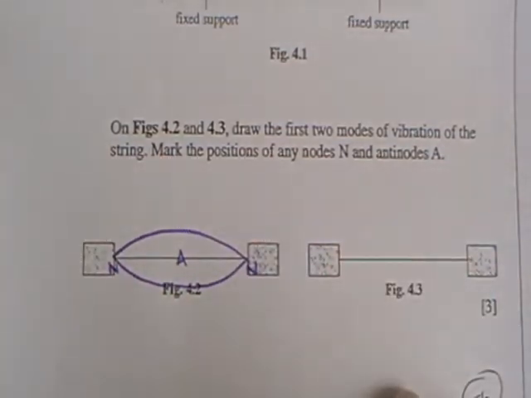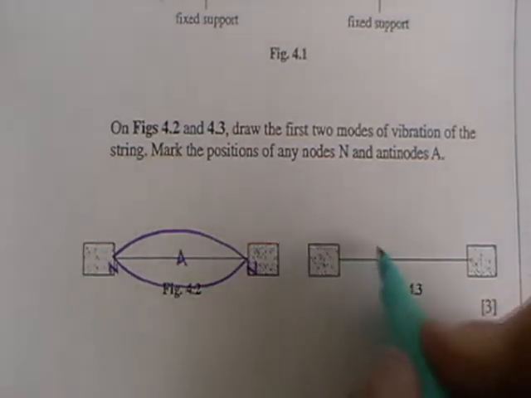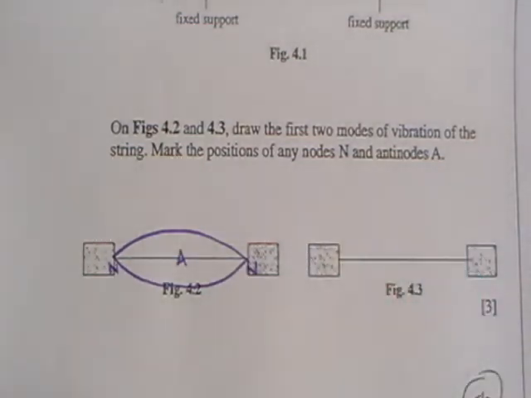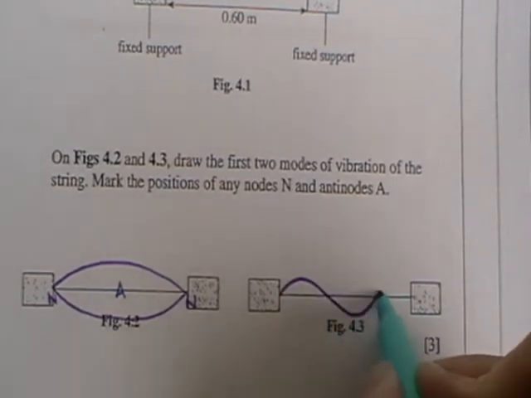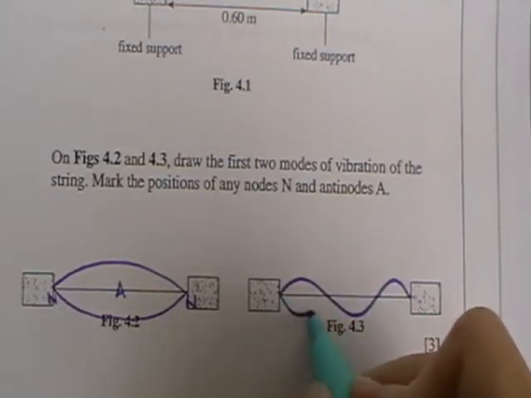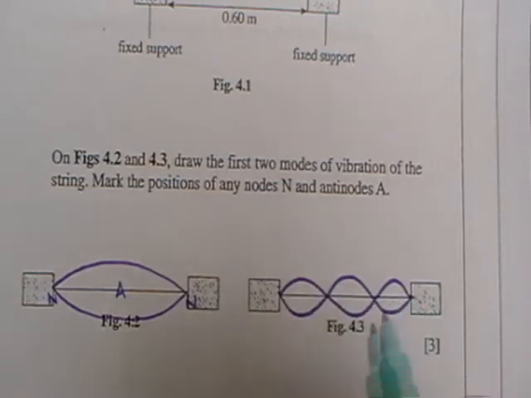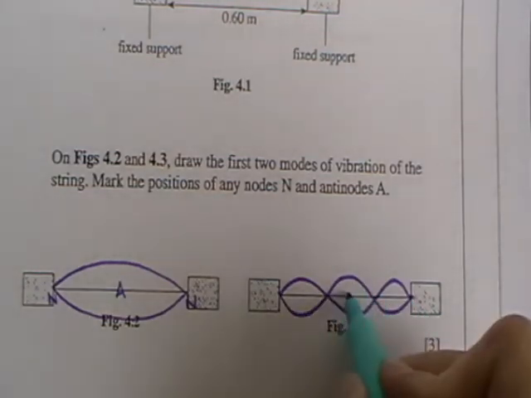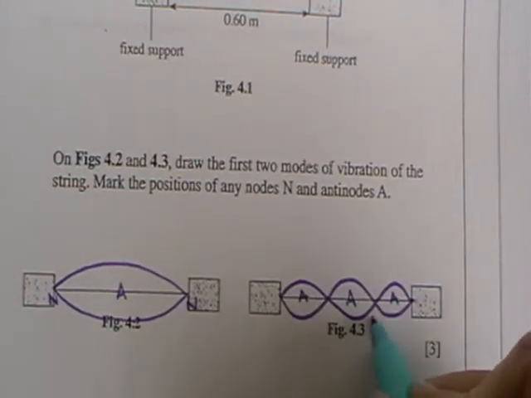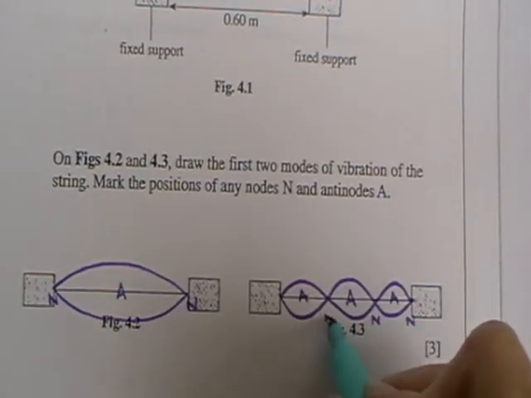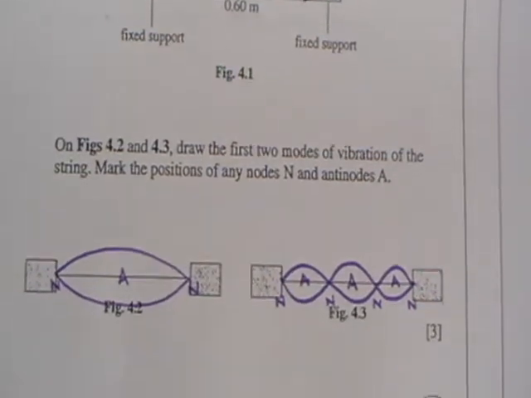But on the second one, it's tempting just to do your pattern with 2 loops on it. But you must have an antinode in the middle, so you actually have to go to the third pattern. Like that. To get an antinode in the middle, because that's where it's plucked at. And that's your pattern there.